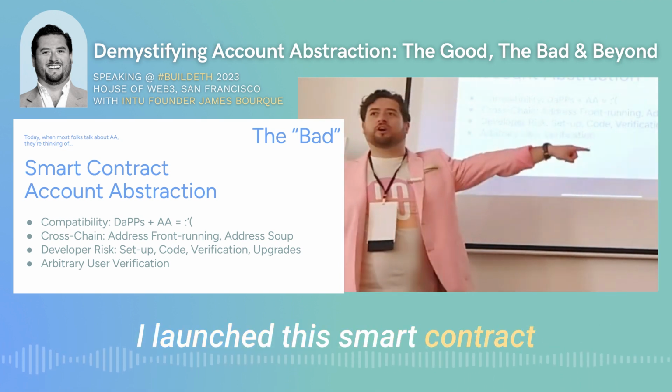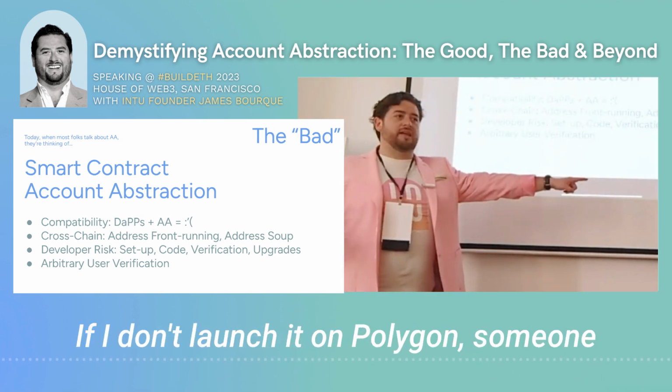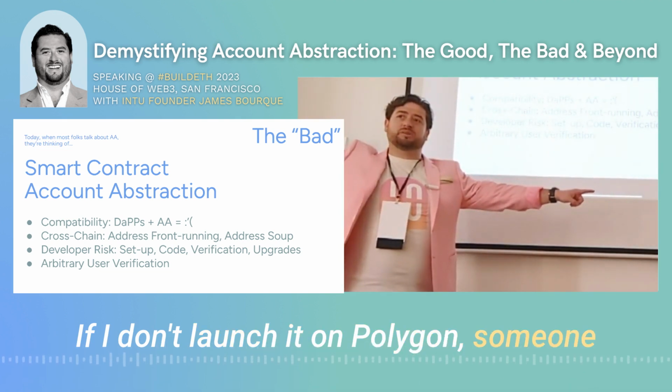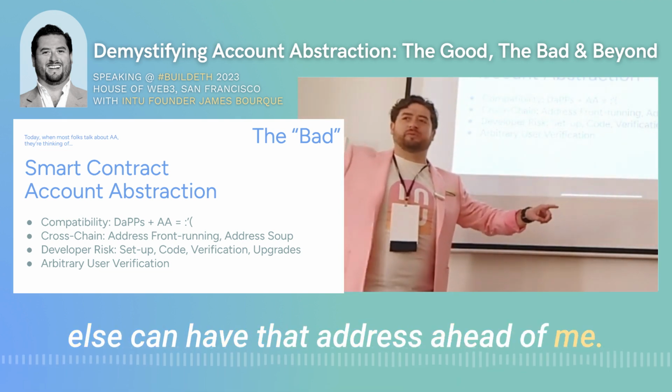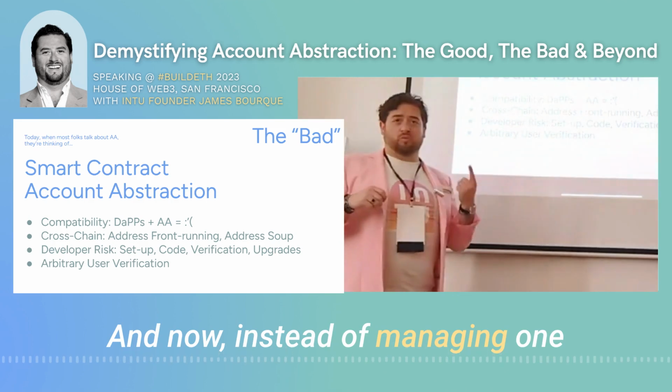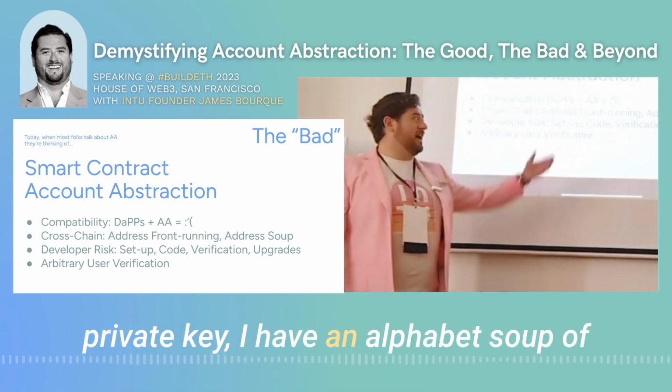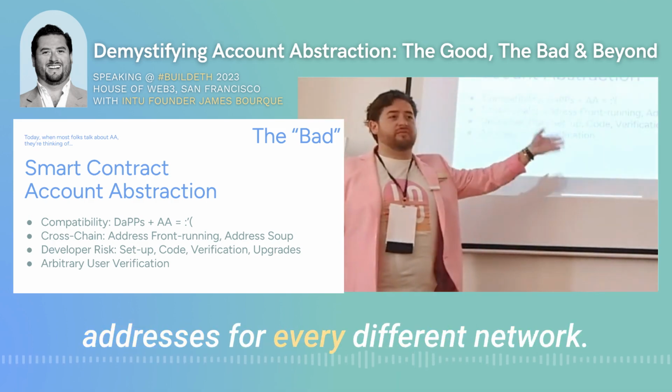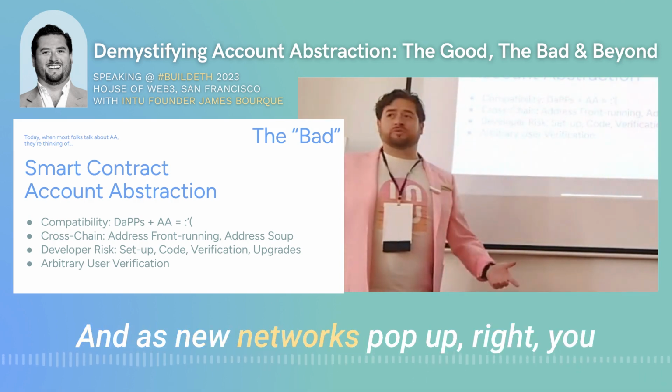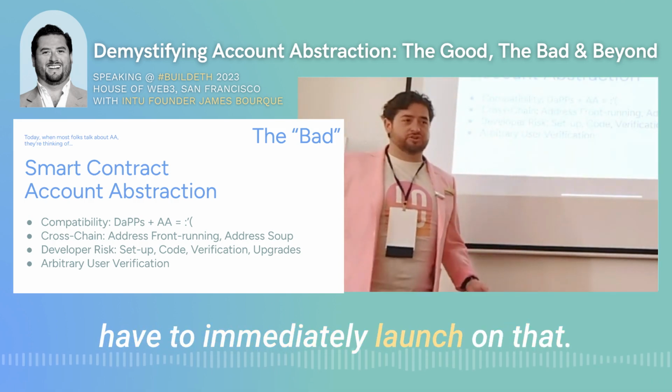I launched this smart contract account on Ethereum. If I don't launch it on Polygon, someone else can have that address ahead of me. And now instead of managing one private key, I have an alphabet soup of addresses for every different network. And as new networks pop up, right, you have to immediately launch on that.